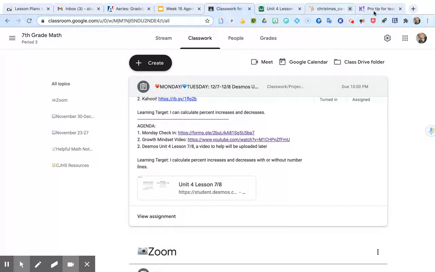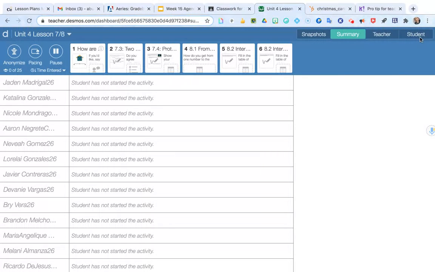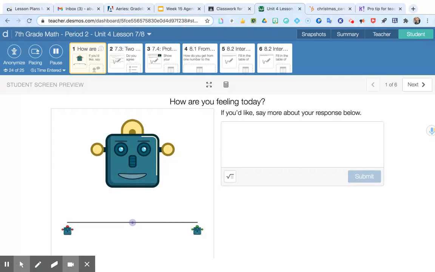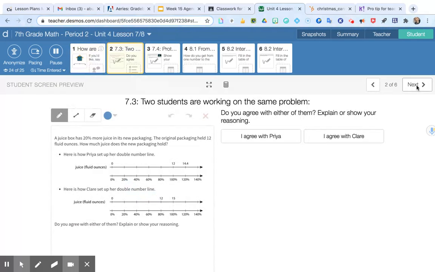So you just click on your link, and it should pop up with your name. You can shorten it to just your first name if you like. And this is the first question you'll have. How are you feeling today? Click and drag the purple dot. Let me know. Are you bad? Are you good? Are you meh? If you'd like to say more, you can. And then go ahead and click next.